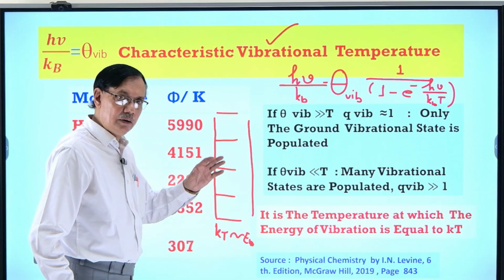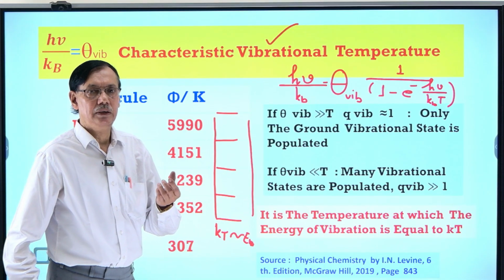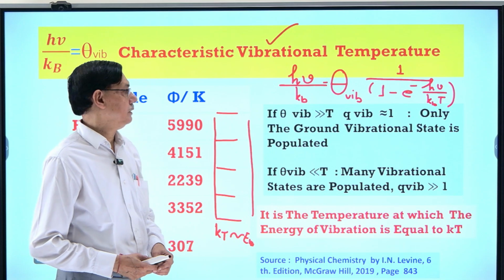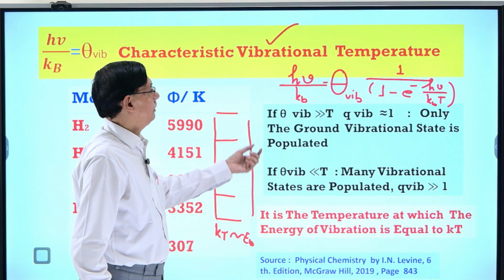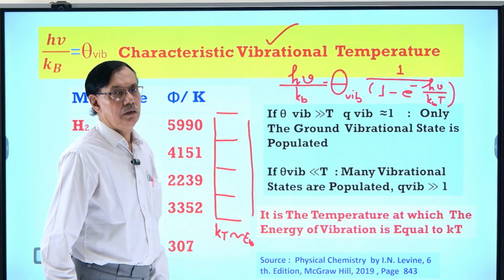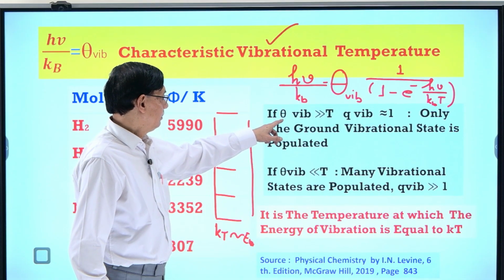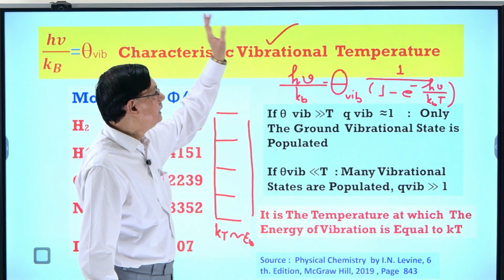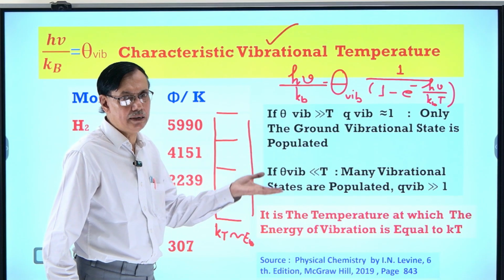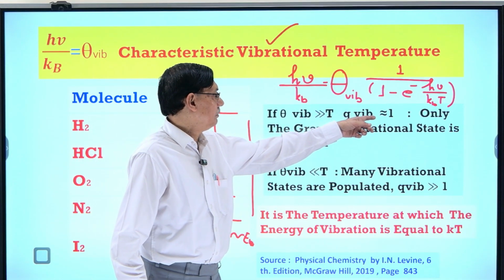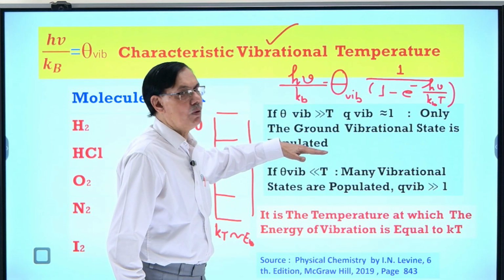And at the end of the lecture I will show you the importance of this thing, because sometimes in any objective type or multiple choice question the examiner may ask how one can calculate the vibrational partition function with the help of the characteristic vibrational temperature. There is a condition: if the characteristic vibrational temperature is greater than T, and T is normal, suppose 298 or 300 or 400, then Q vibrational is around 1, which means that only the ground vibrational state is populated.